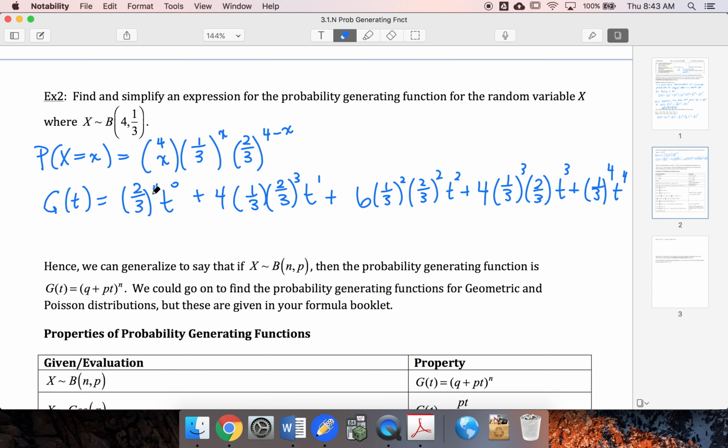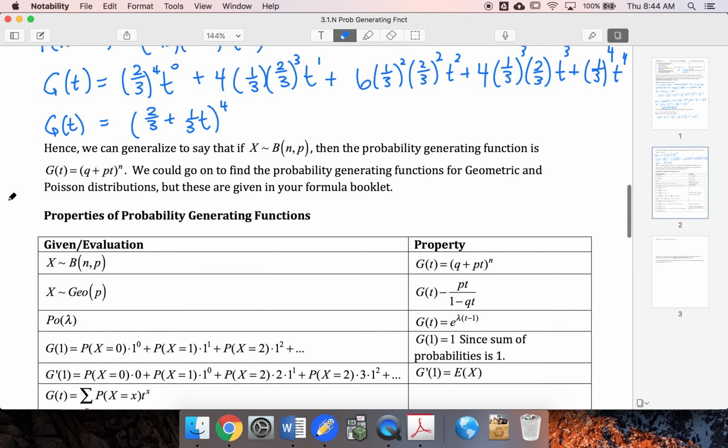Well, of course, this is just a binomial expansion, so I could rewrite this as 2/3 plus 1/3 t to the 4th power. So if I see a generating function that looks like a binomial, well, then it comes from a binomial distribution. So this is kind of nice.